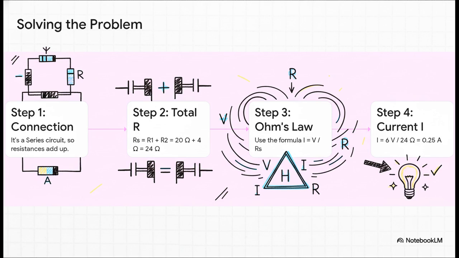Okay, step 1, it's a series circuit. That means to get the total resistance, we just add them up. So 20 plus 4 equals 24 ohms. Simple. Now for step 2, we bring back our golden rule, Ohm's law.